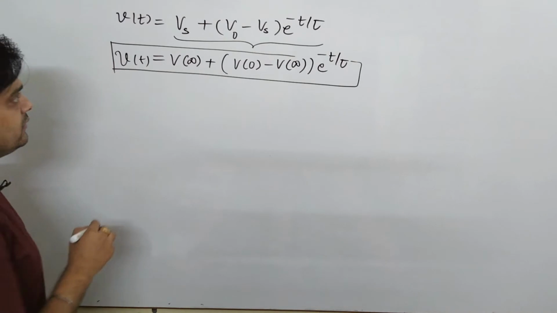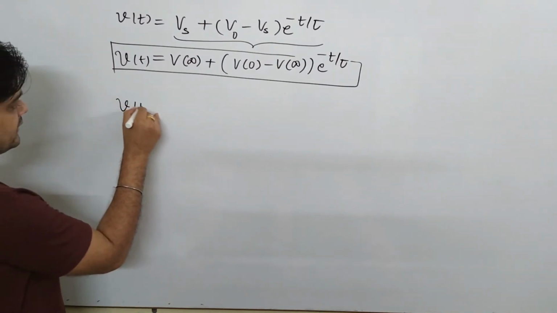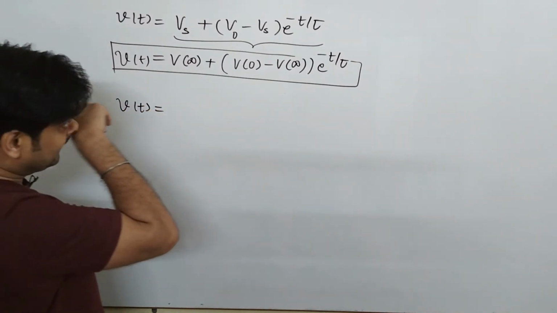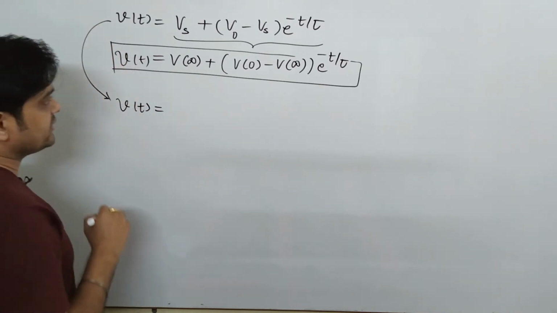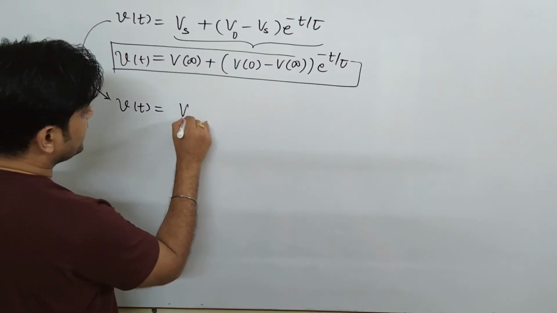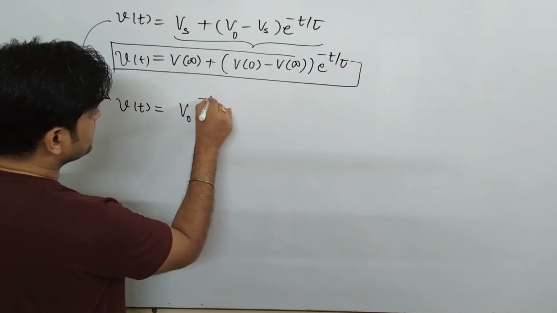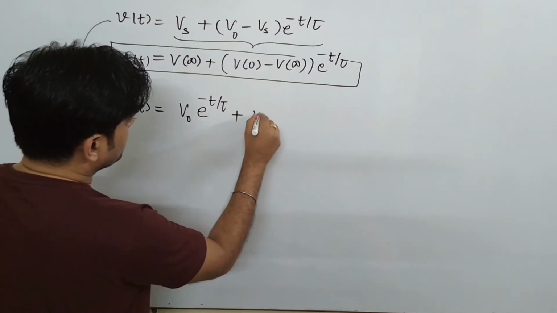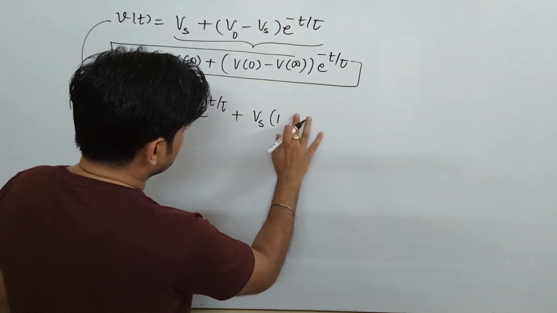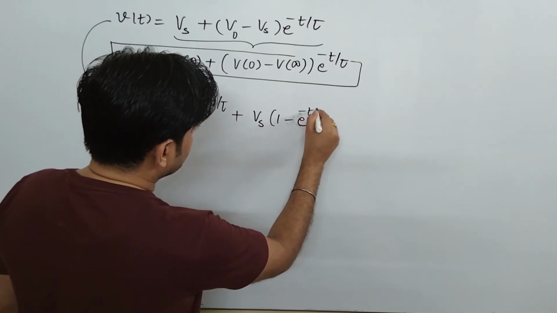Now for this equation, for the time being, I write it as Vt is equal to V0 into e to the power minus t by tau plus Vs into 1 minus e to the power minus t by tau.